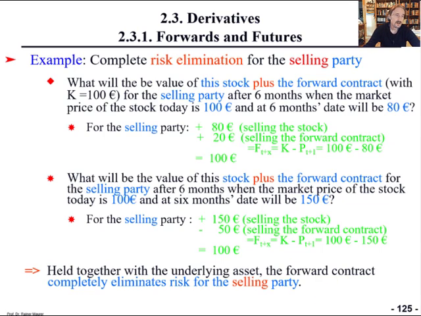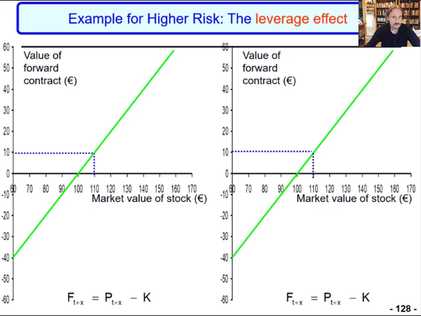This is an example how such a forward contract can be used to eliminate completely the risk of holding a portfolio. However, a forward contract can also be used to leverage an investment. Let's use the buying position in a forward contract to demonstrate the opportunities and risk of such an investment. Let's assume that the market price of the underlying asset is 110, such that the forward contract can be bought at a market price of 10 euro.